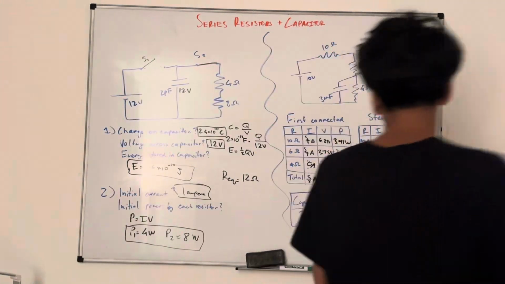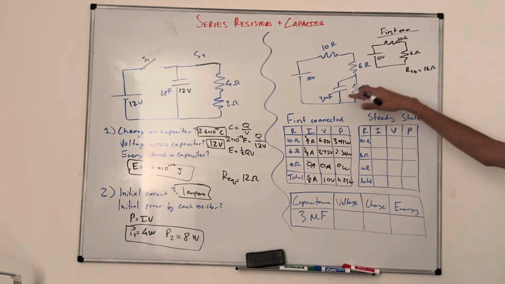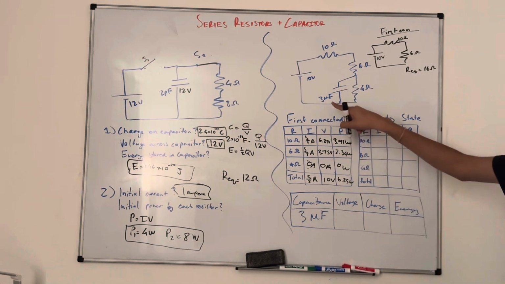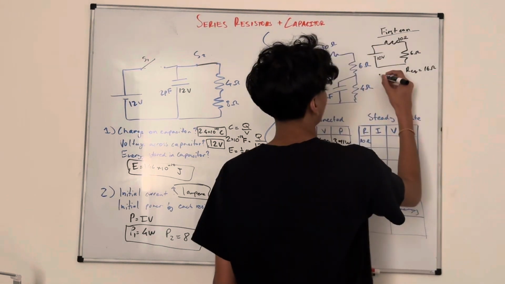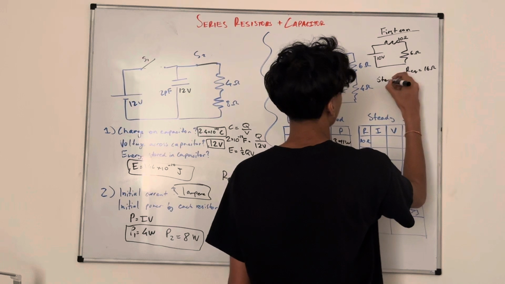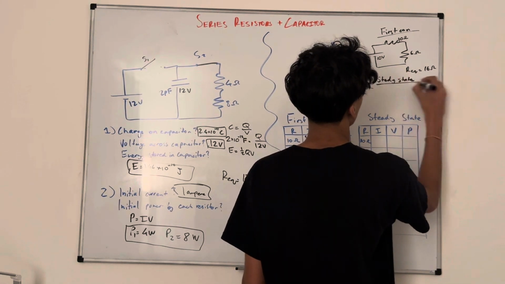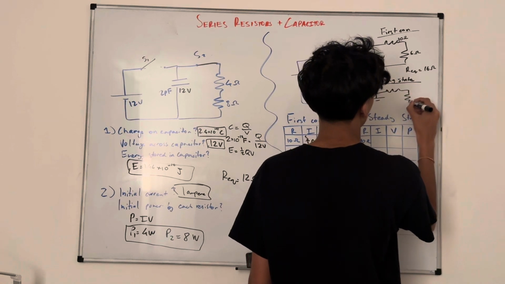Now let's do steady state. So after a long amount of time, this capacitor gets full of charge. No more current's going to go through it. You can kind of ignore it. Doesn't affect the circuit if we were to just take it out kind of thing. So now my steady state circuit, so if I were to write steady state, it would look like this.